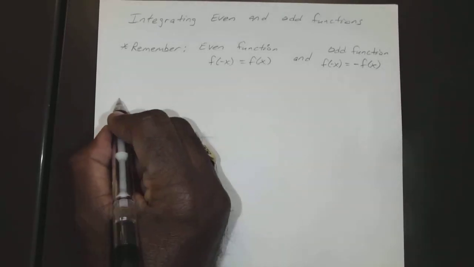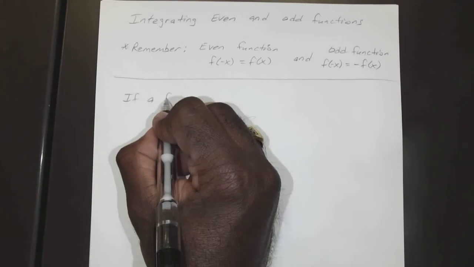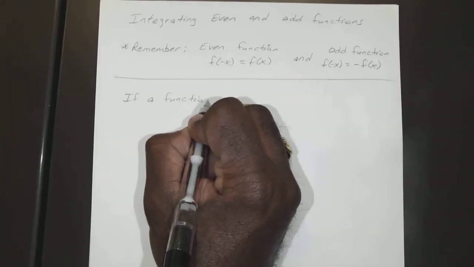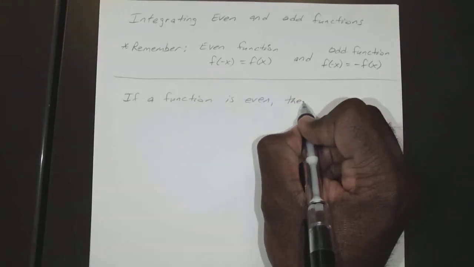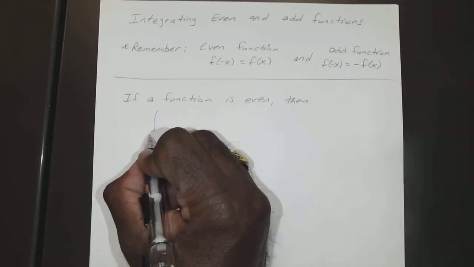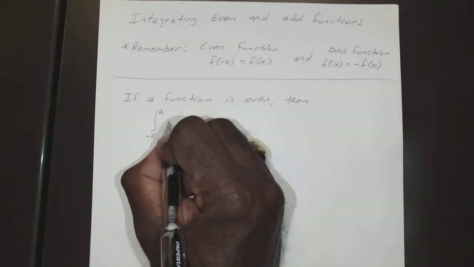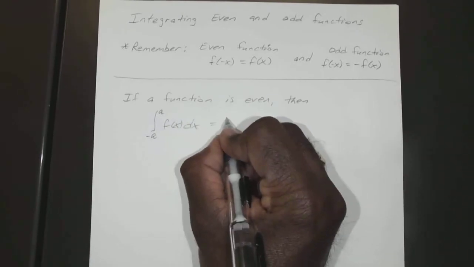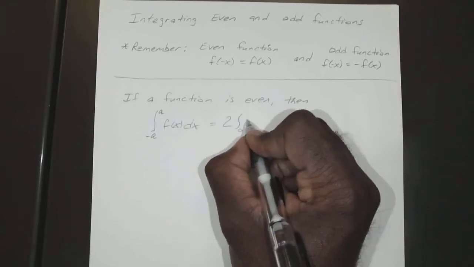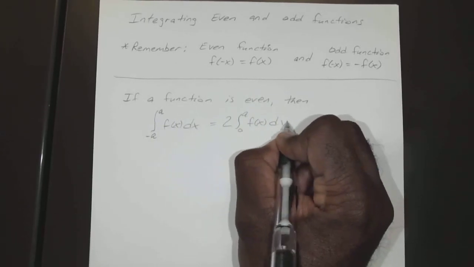Okay. Now if a function is even, then the integral from negative a to a of f of x with respect to x is equal to 2 times the integral from 0 to a of f of x with respect to x.